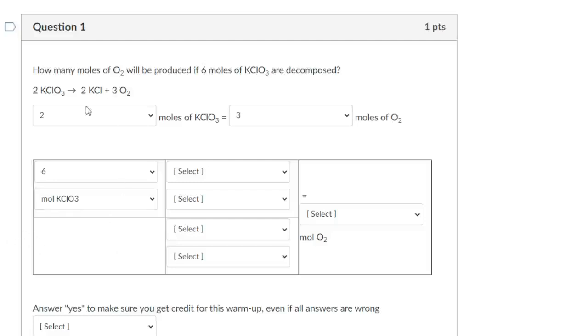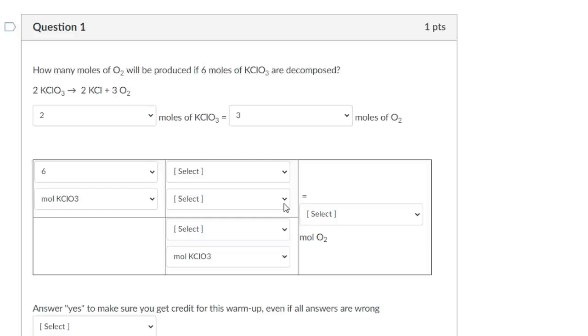Now, the rest of this question doesn't really matter for the next step, because remember, the key to these factor label grids is whatever unit you have here goes on the bottom of the next grid. You're always matching your unit at the top down. So here's mole KClO3. So I know right away my lower unit is going to be moles of KClO3. Now for my number, I've got a lot to choose from there. I'm going to come back to this. Let me figure out what my unit is here.